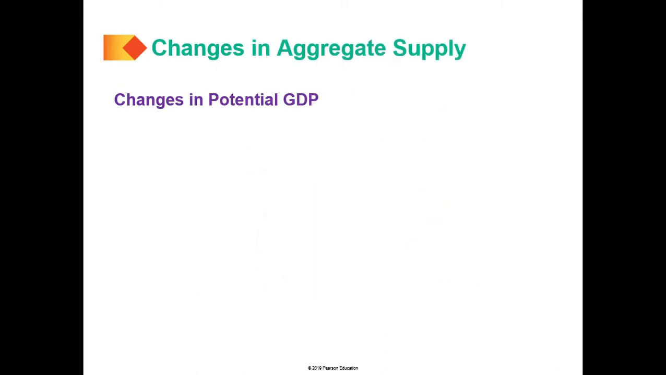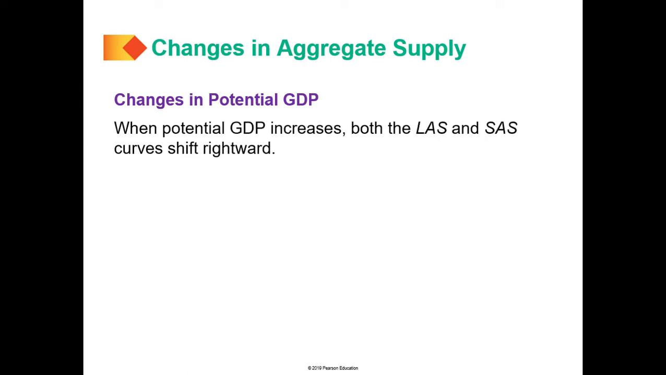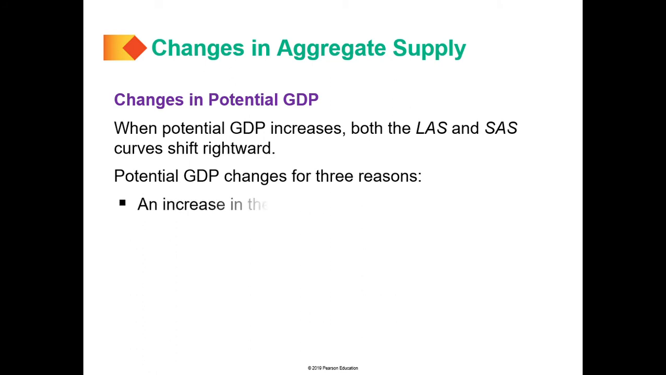Okay, so we want to figure out what's going to cause shifts in our aggregate supply. Changes in potential GDP will shift both the LAS and the SAS curve. So if we have an increase in potential GDP, both the LAS and SAS curves are going to shift to the right. Now we learned back in chapter 6 what changes potential GDP. The first thing was an increase in the full employment quantity of labor. The more labor we have, the more we can produce. So we're going to have a higher quantity of labor, we're going to have higher potential GDP. So if we have a higher full employment quantity of labor, the LAS and the SAS will shift to the right.